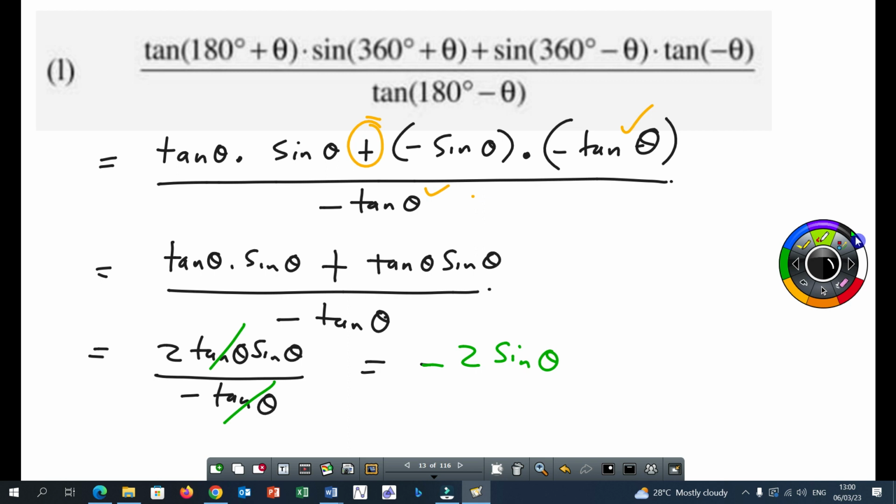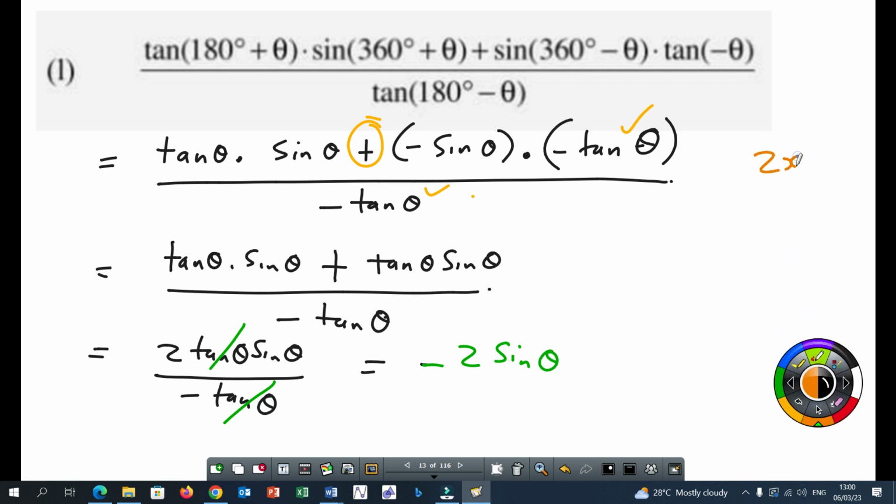Are you serious? Okay, look. If I give you 2xy divided by y, what's the answer? Okay, what's the difference between that and this? Yeah, it's two times. This tan is like x, the sine is like y. This tan θ here, okay? This tan θ here. It's not like this, there are two tan θs.